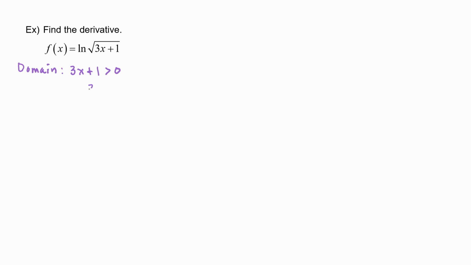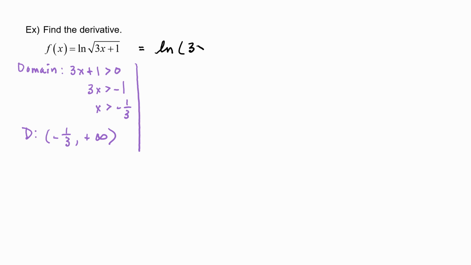That means 3x is greater than negative 1, which means x is greater than negative 1/3. So then our domain is going to be negative 1/3 to positive infinity. Those are the numbers that we can plug in for x. Now let's first rewrite f using the properties of logs, and we would get that f is equal to the natural log of the quantity 3x plus 1 to the 1/2 power.